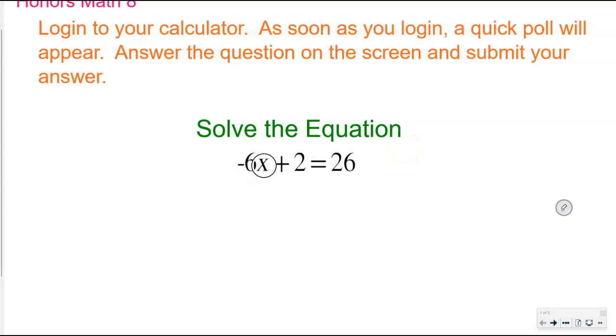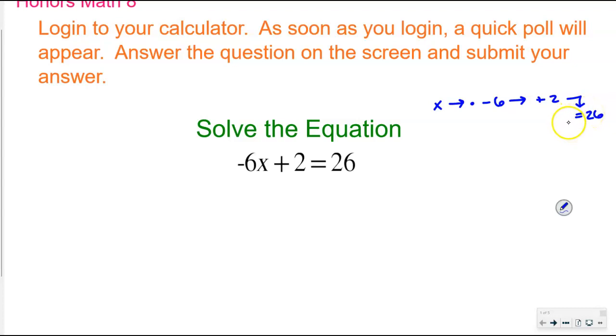Here's our x, there's our variable that we're trying to find the value of. What are some things that happen to x? Bethany? Yeah, it's being multiplied by a negative 6. And after it's multiplied by a negative 6, then what happened to it? Adia? Yeah, we added 2. All of those things are what happened to x and what changed the value to 26.